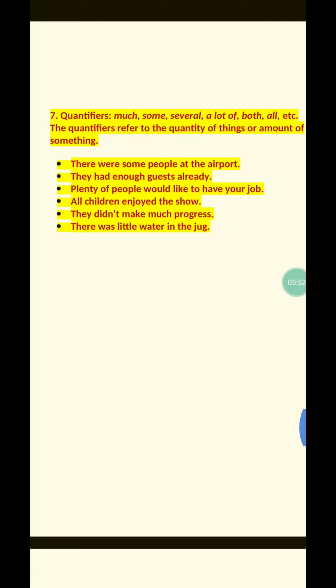Point number 7, again very important. Children, quantifiers. Much, some, several, a lot of, any, both, all, etc. Now children, quantifiers refer to the quantity of things or amount of something. For example, there were some people at the airport. Now children, sometimes we get confused with the use of some and any. Always some comes with affirmative sentences, whereas any is used for negative. For example, there are some red pens in my pencil box, but there aren't any black pens in my pencil box.